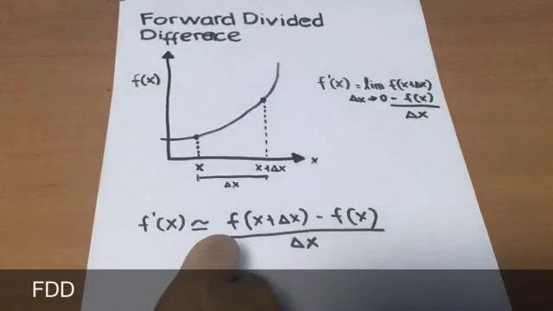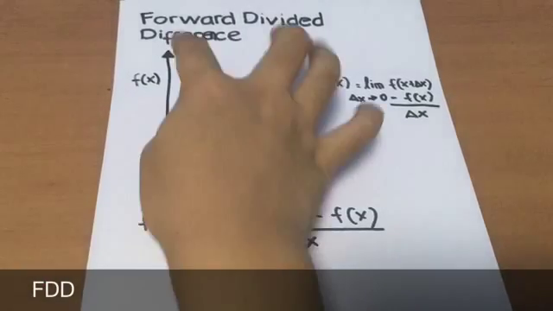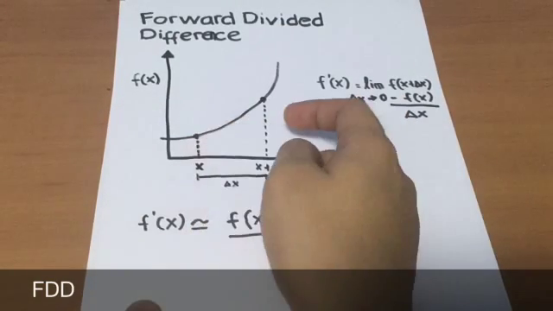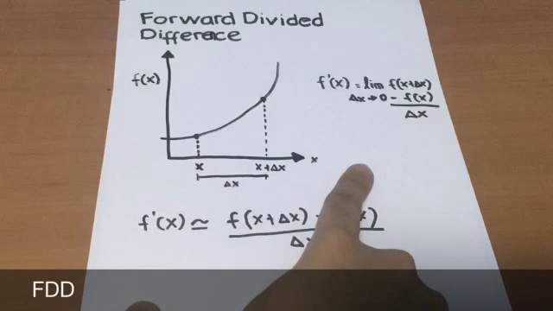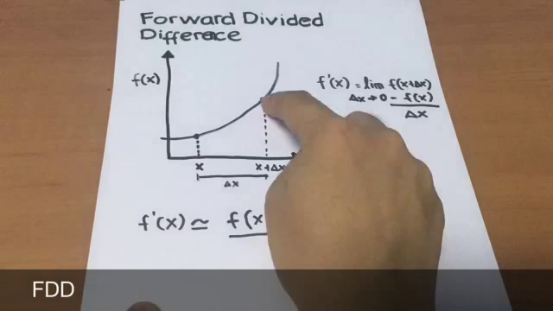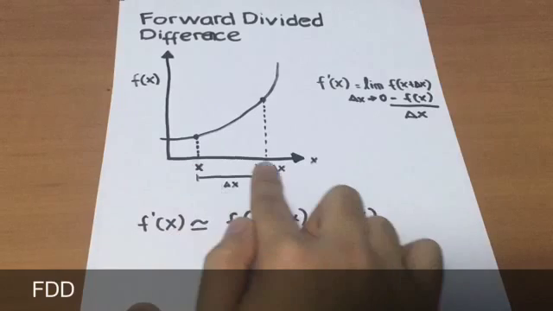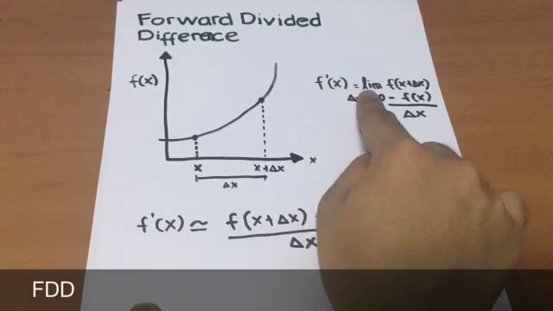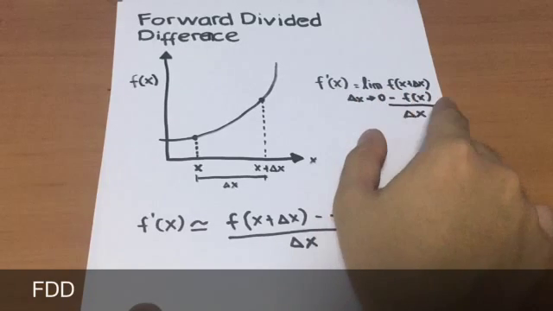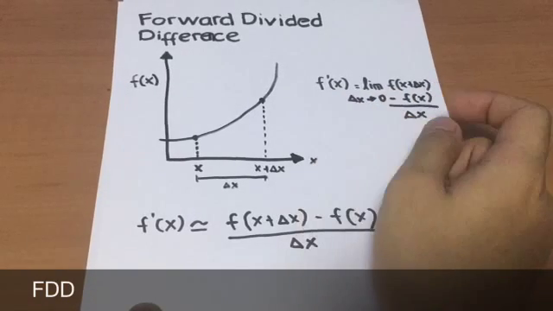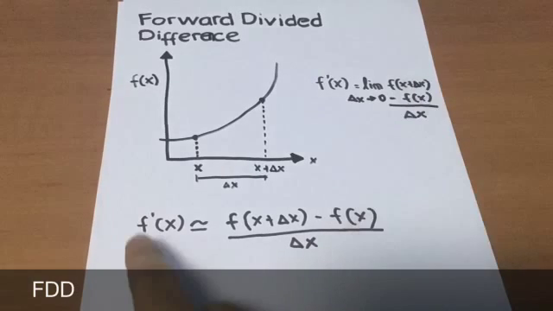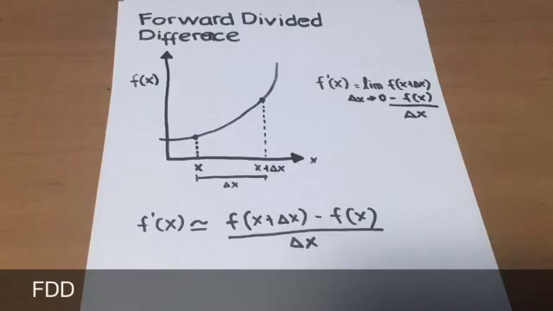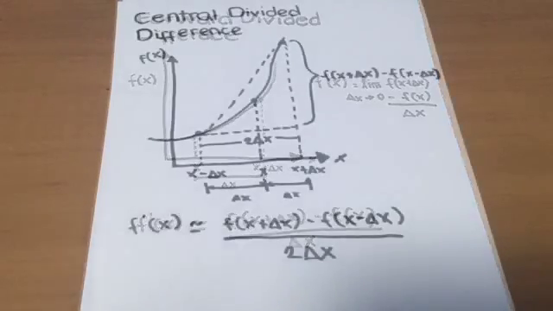Forward divided difference, guys. We are given a graph here, and we have the equation. We look at the x, f of x, and we have x plus delta x, and the space between x and x plus delta x is our change in x, or our step size h. So we have f prime of x is the limit of f of x plus delta x minus f of x over delta x as delta x approaches 0.